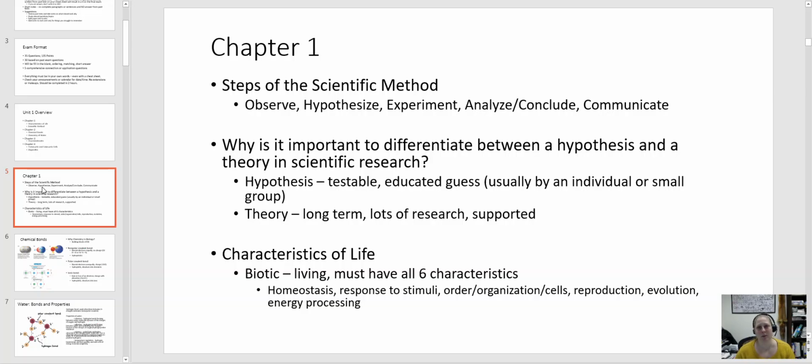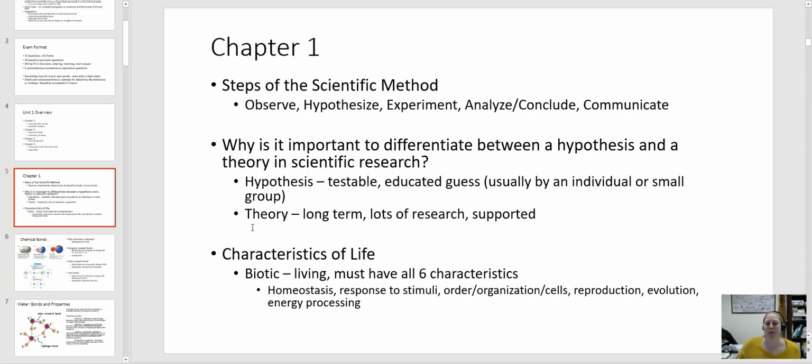Evolution is absolutely a key factor of life, and as we know, a big part of Unit 4. And then energy processing or metabolism, which again is the entire purpose of Unit 2. So these characteristics of life really came up time and again through our units, because these are what we base living organisms on, and this is something that we understand in detail through those units, through those concepts we've talked about.